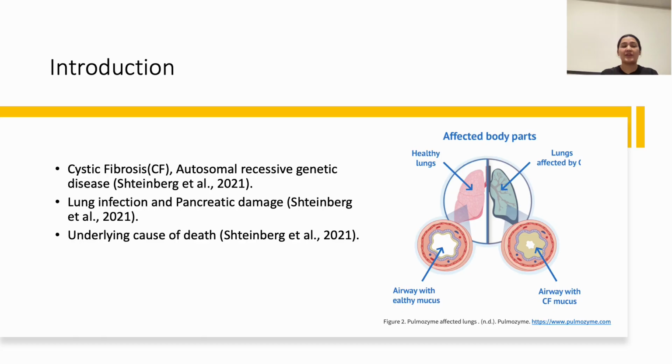Now let's start with the introduction first. Cystic fibrosis is an autosomal recessive genetic disease affecting various body systems. Observations of children with this disease from the 1940s to 1950s highlighted pancreatic damage, which led to severe malabsorption, causing early deaths and risk of lung infections.